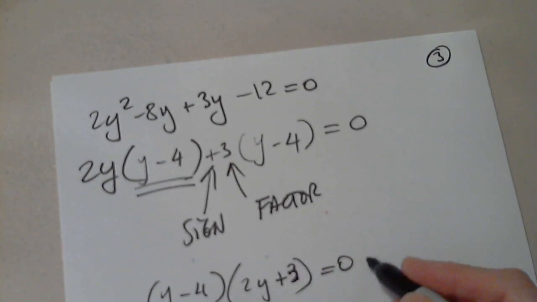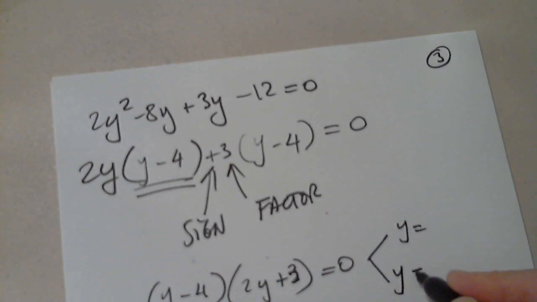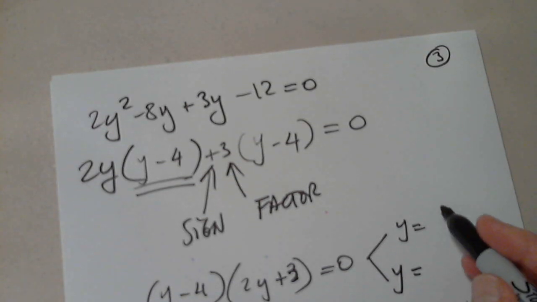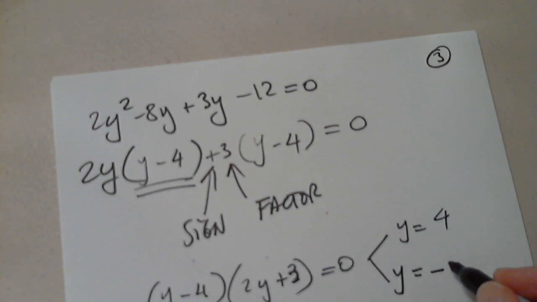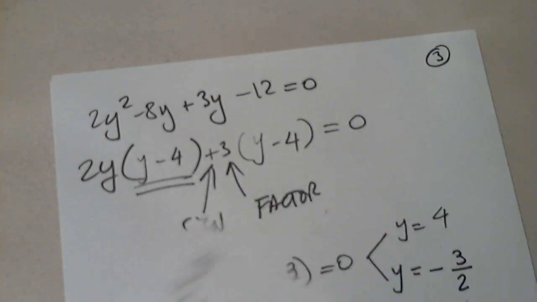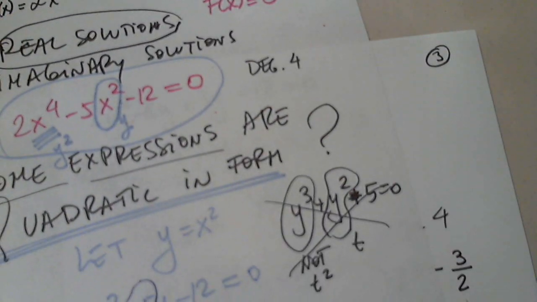So we have two options for y. What are the options for y? Positive 4 and negative 3 over 2. Excellent. Is this good? It's excellent, but it doesn't solve the issue. I have to go back.